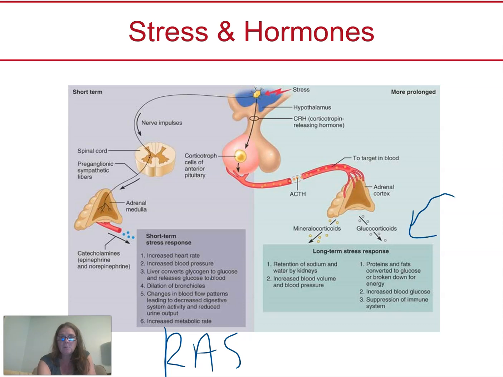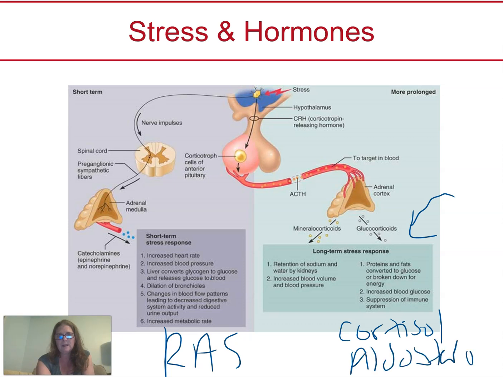Now, the long-term ones go more than minutes. These are things that last hours to days. And this is where we get the other hormones, the adrenal cortex, involved. So this is where we're looking at our effects of cortisol and a little bit of aldosterone. This is where we're going to have increased blood glucose levels. So if you have diabetes mellitus, you're trying to control your blood glucose and you're stressed a lot, it's really hard because the stress is raising your blood glucose level.